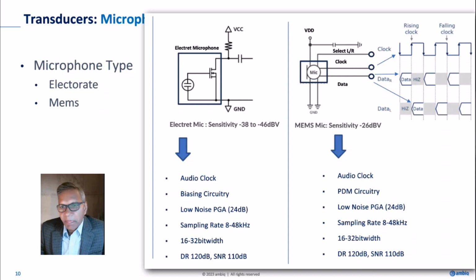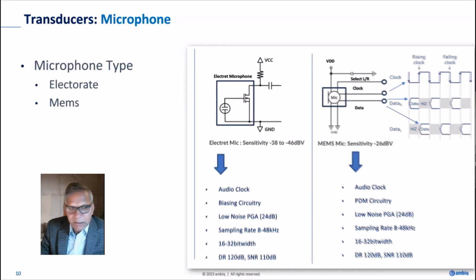You will need a clock, which is usually from 1 to 6 megahertz, depending on the microphone you select. It comes in a pair. At the rising edge, you get data from the left mic. On the falling edge, you get data from the second mic. You will need special PDM circuitry for driving these digital mics, and the rest of the requirements are the same.